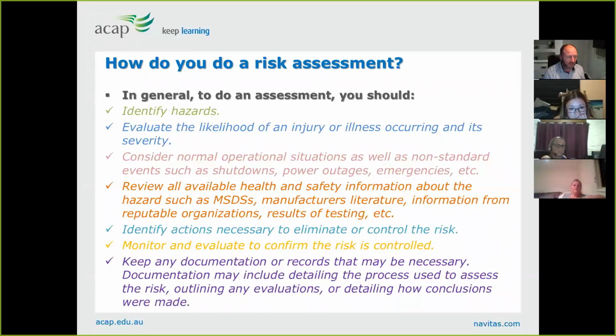Review all your standard OH&S information, any hazards, manufacturing literature, anything that you might come into contact with. Identify actions to eliminate or control the risk. So eliminate or mitigate. Monitor and evaluate to confirm the risk is controlled. Keep any documentation. And so that means you'd have a risk assessment plan. You might review that in your organisation every 12 months, every 6 months, whatever it might be.